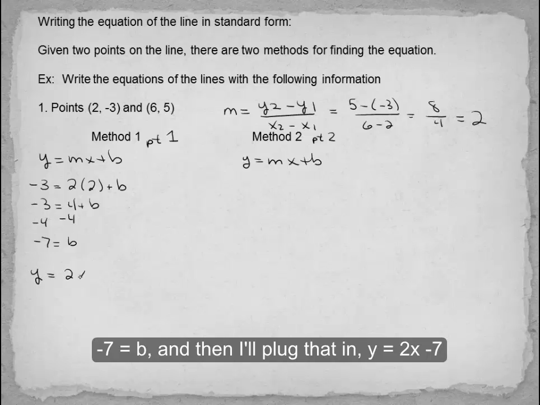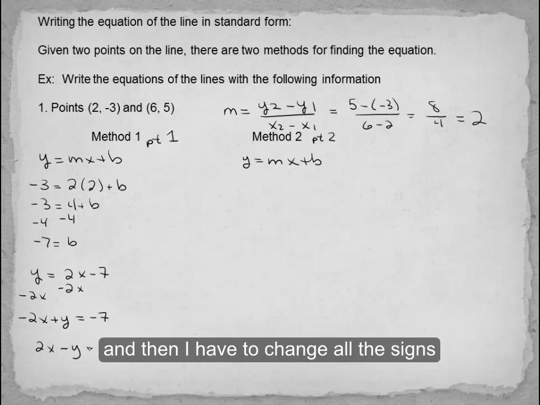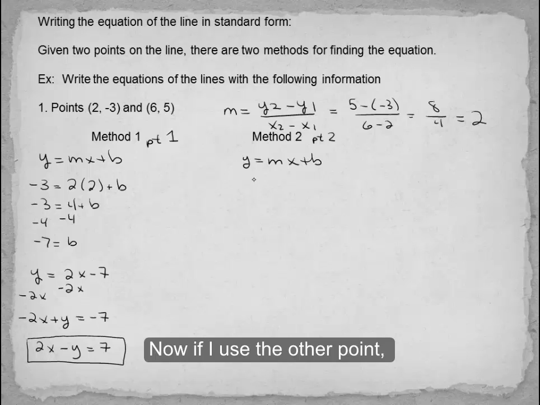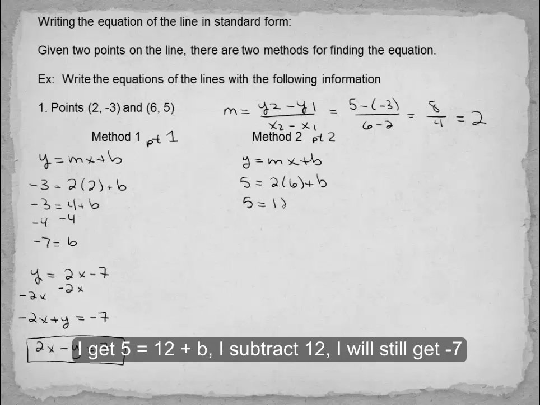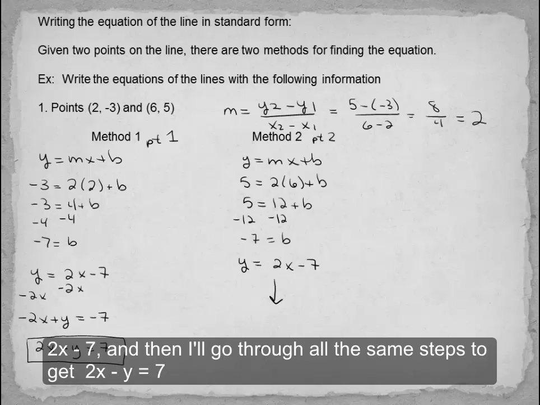y is equal to 2x minus 7. Subtract 2x from both sides. And I'll get negative 2x plus y is equal to negative 7. And then I have to change all the signs. And I'll get 2x minus y is equal to 7. Now if I use the other point, I get 5 is equal to 12 plus b. I subtract 12. I will still get negative 7. When I plug that in, I'll still get the same answer, 2x minus 7, and then I'll go through all the same steps to get 2x minus y equals 7.